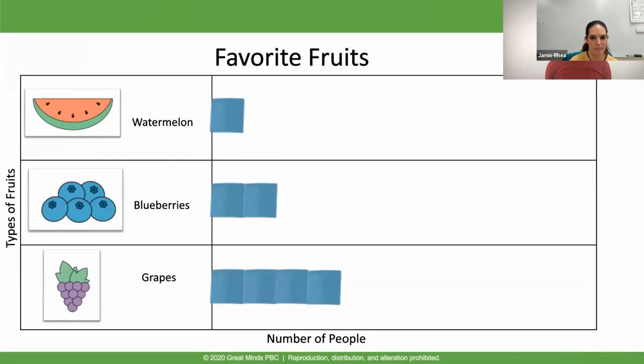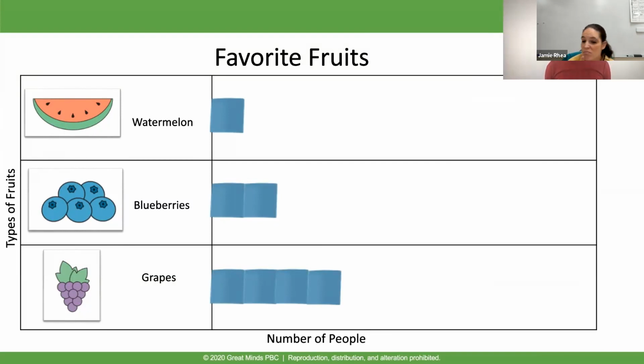Which fruit was the most popular? Popular means which one was most liked? I think it's the grapes. Which fruit did people like the least? Watermelon. That's right, watermelon. How were you able to figure that out?